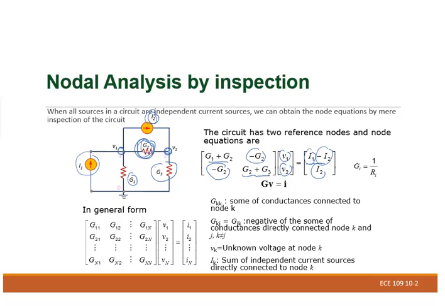Again, in this circuit, every element G means conductance, which is 1 over R. So G times V will be equal to I. In the general formula, we have GKK and GKJ cases. GKK is the sum of the conductances connected to node K. GKJ or GJK is the negative of the conductance directly connecting the other node. Those are the node equations, VK are the unknown node voltages, and these are the sum of the currents entering each node.